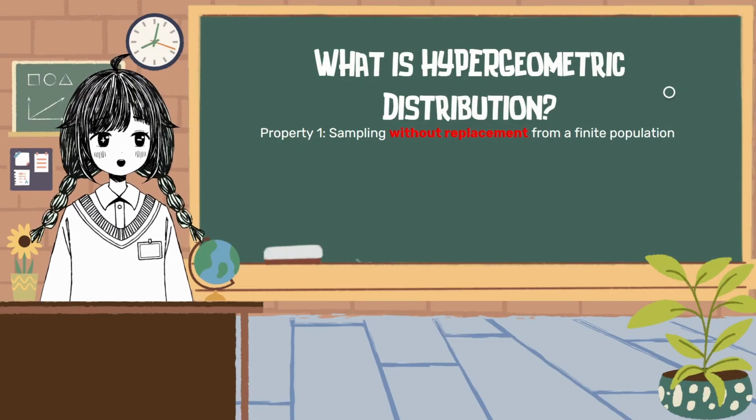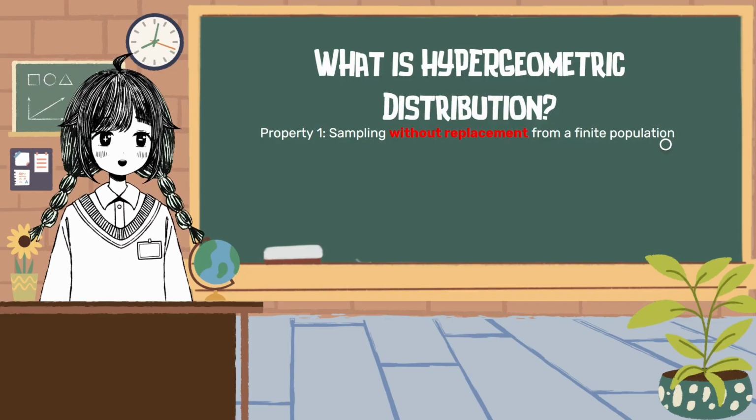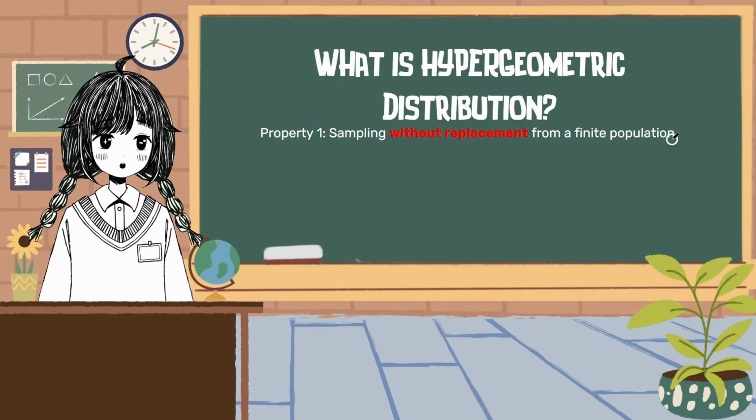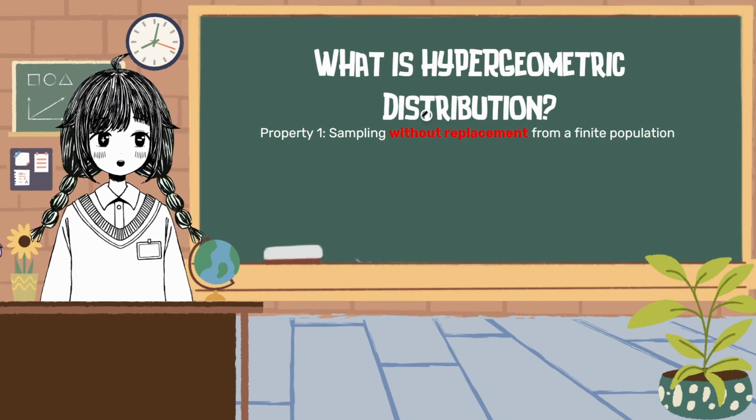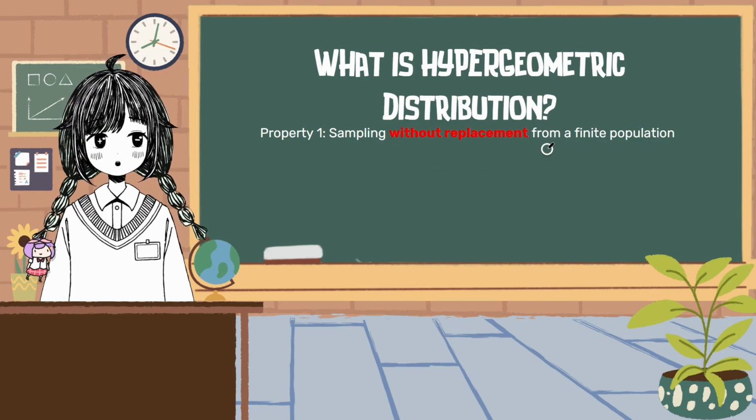If you pick something from the population, it's gone. And this will change the probability, unlike the binomial distribution, which is independent. You see the keyword "without replacement", which is the keyword that separates them both.